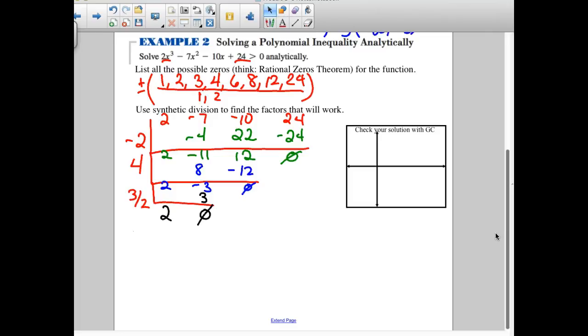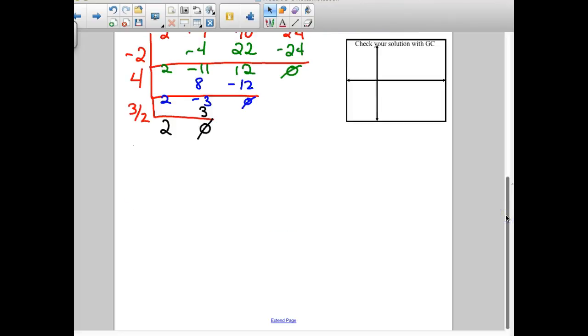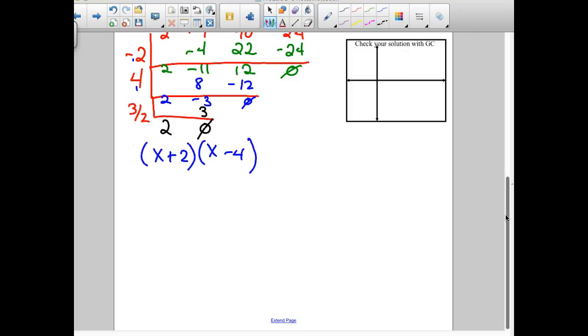So did they all work? All right. So can we write the factors now? Because that was the whole point in getting those zeros. I shouldn't say the whole point. We need them for our sign chart as well. But if we have the zeros, can we write the factors? So a -2 here would give us a factor of x plus 2. A 4 gives us a factor of x minus 4. And the 3/2 gives us x minus 3/2.